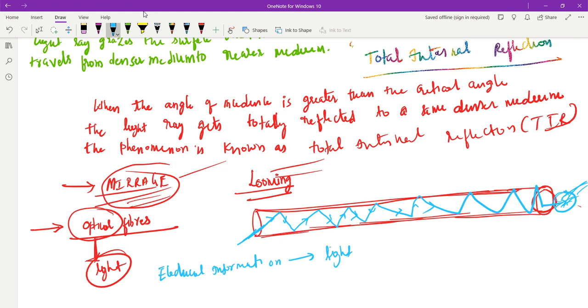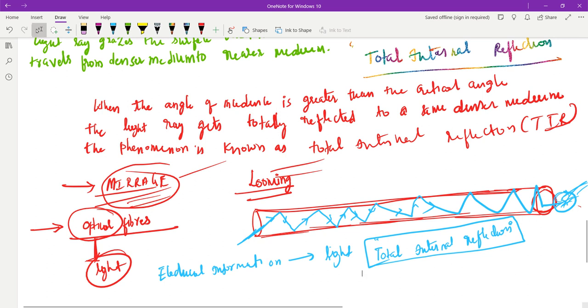So optical fibers work on the principle of total internal reflection. Clear? Okay.